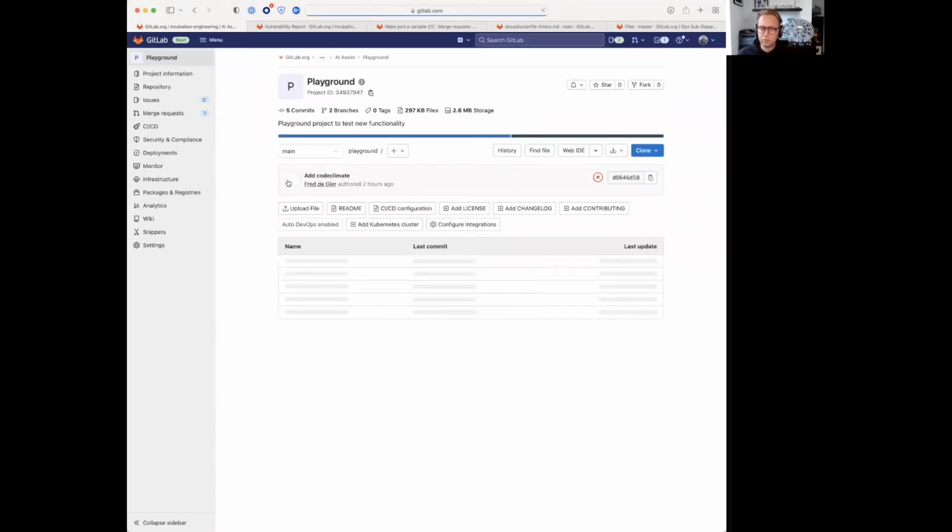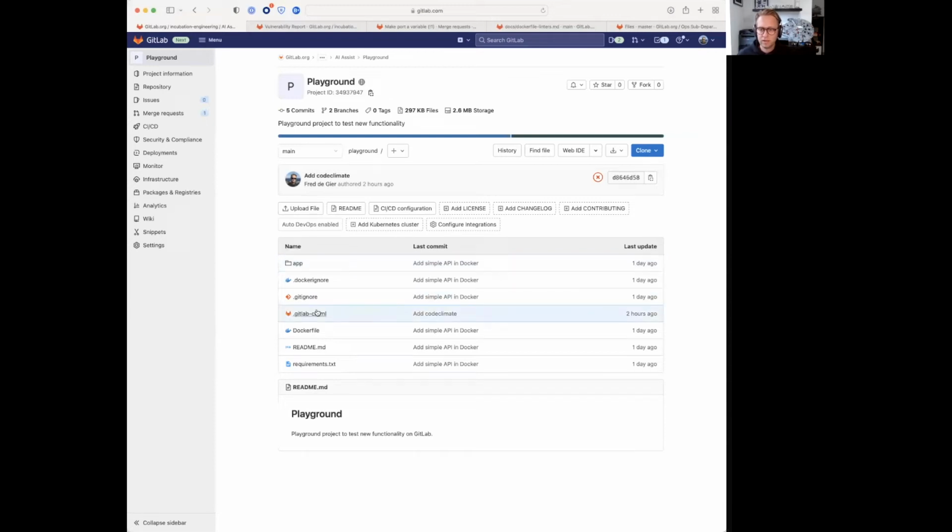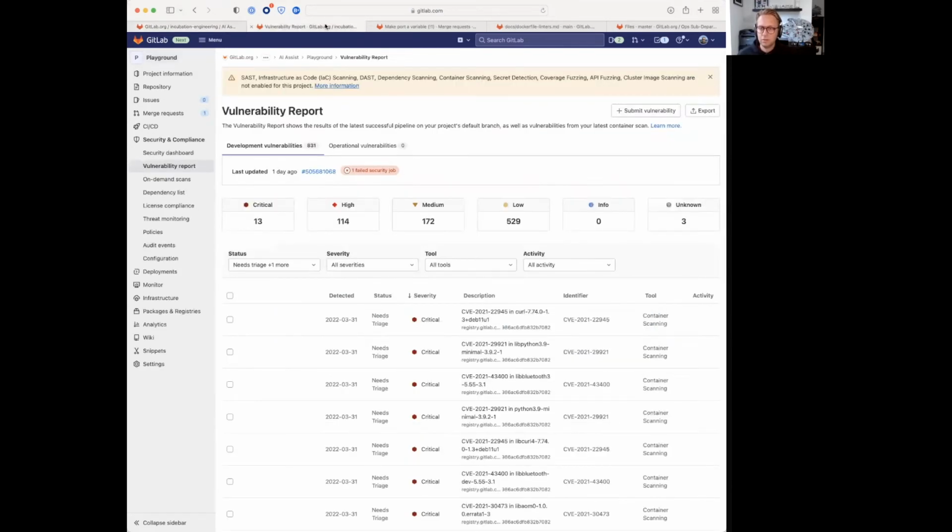So I created a simple project, simple API, just to play around with auto DevOps and GitLab CI. When I ran auto DevOps, I found that even though I have a very simple Docker image, I have a massive amount of vulnerabilities. So I'm gonna follow up on that, see if this is actually true or if there's some bug or what we can do about it.